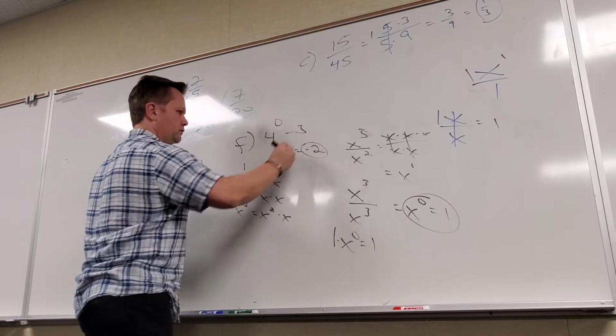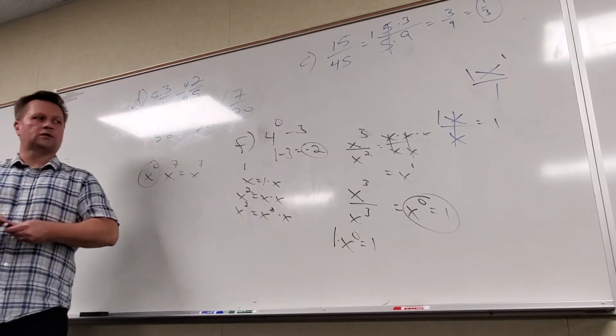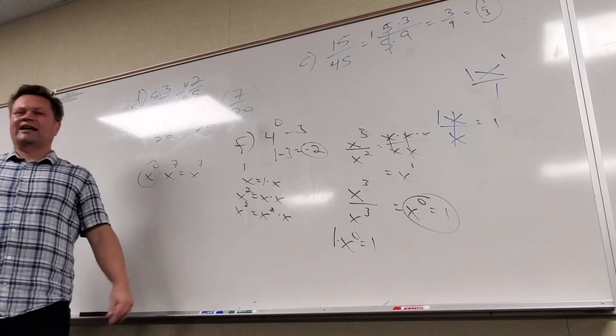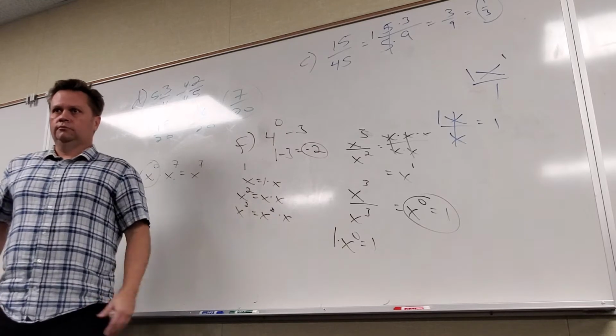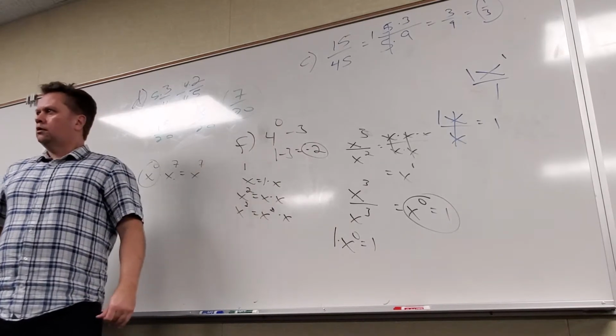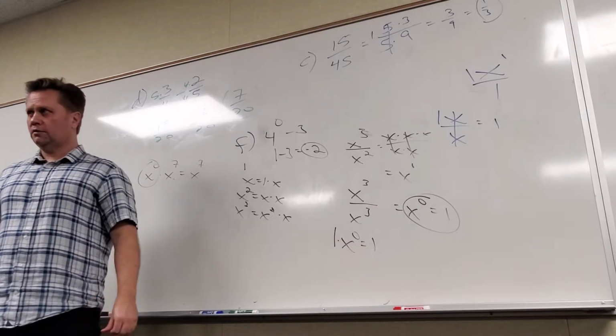1 minus 3 is? 2. Careful. Negative 2. Because the bigger one is 3. So I've got $1. I owe you 3. I can give you my $1. I still owe you 2. Okay, I like it. You guys all right?